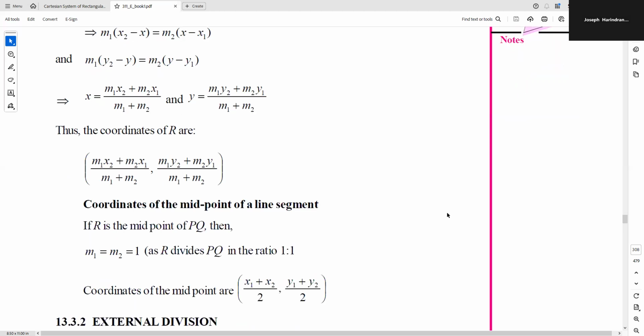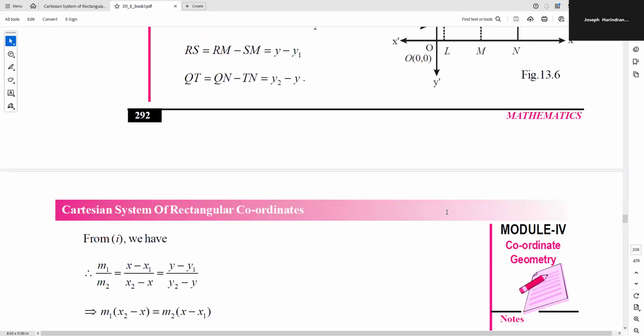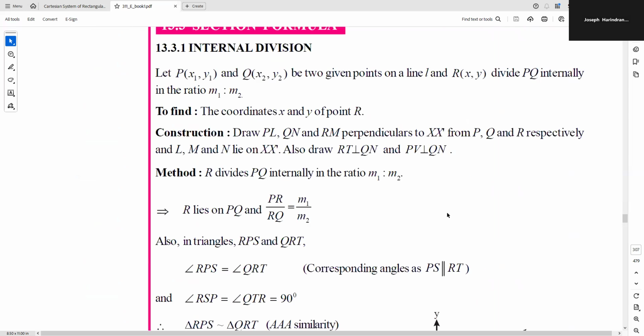If R is the midpoint of the line PQ, then the ratio is obviously 1:1. So we get m1 and m2 are each equal to 1. From there we get x, the x coordinate, as (x1 plus x2) by 2, and the y coordinate as (y1 plus y2) by 2. That's quite easy. That's called the midpoint formula. So we have seen the internal division, the section formula internally.